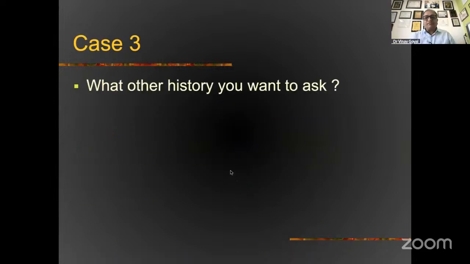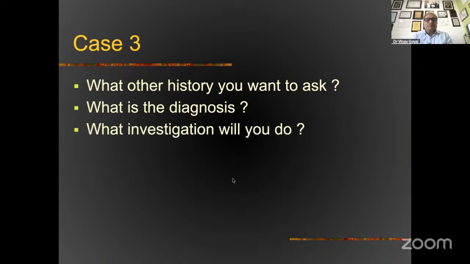Now, what other history would you like to ask? I would like to ask whether there was a similar episode in the past, whether there is a family history, whether he had any history of cysts or any tumor, any trauma to the brain. So now we know this is a classical focal seizure with impaired awareness, the classification which I showed you.